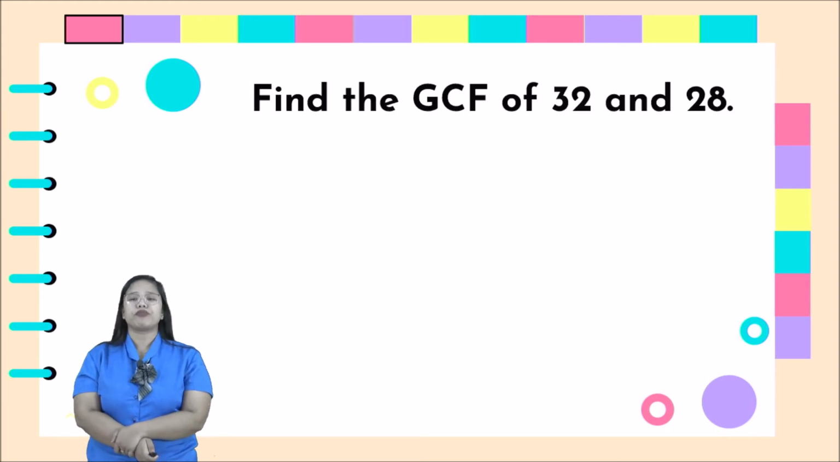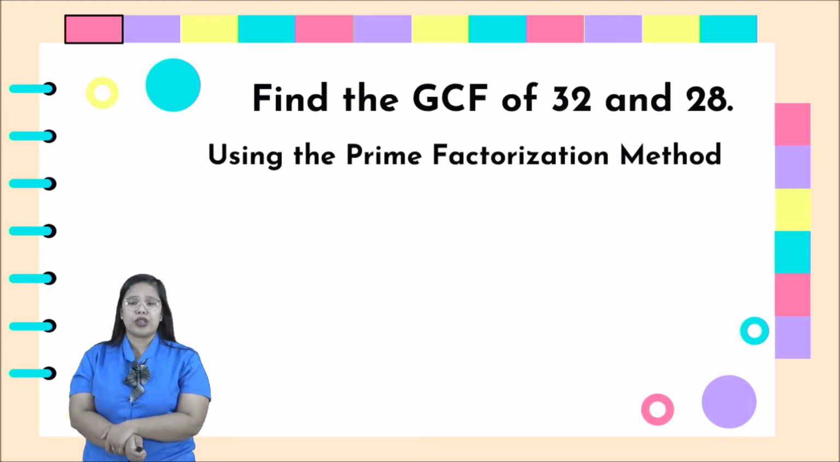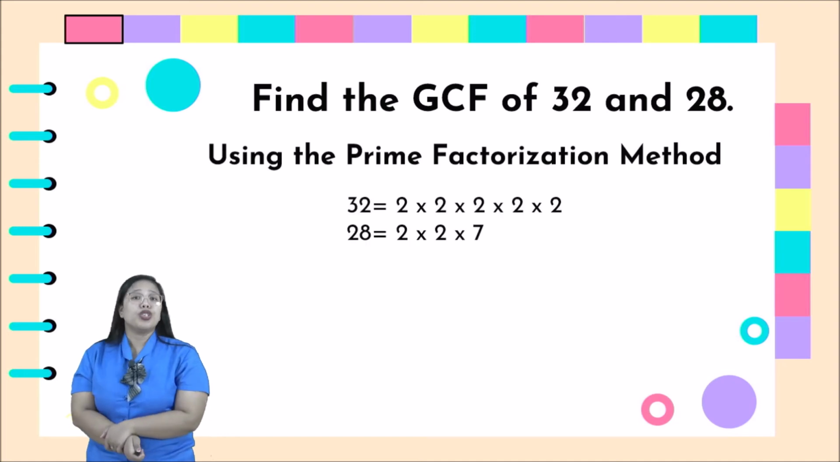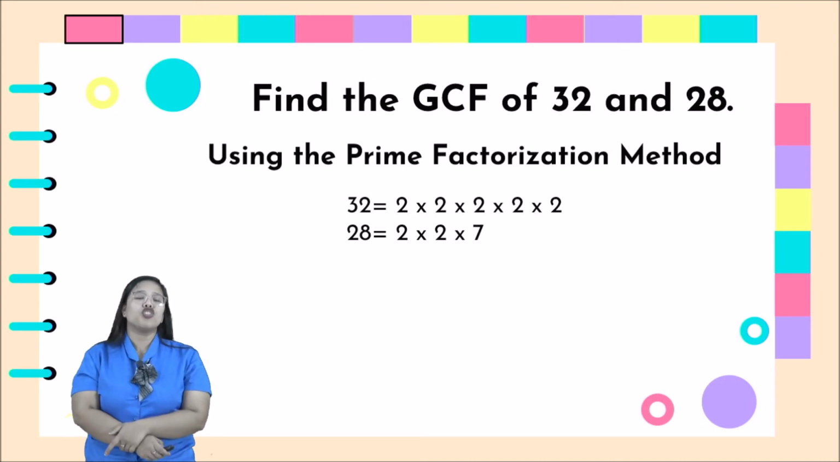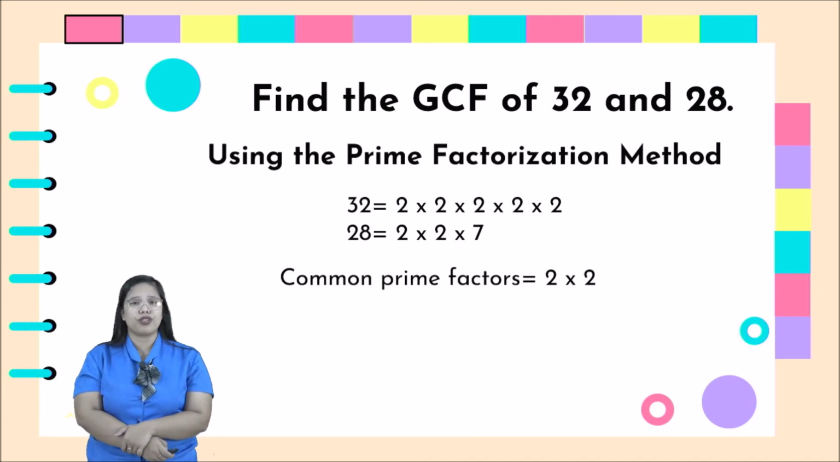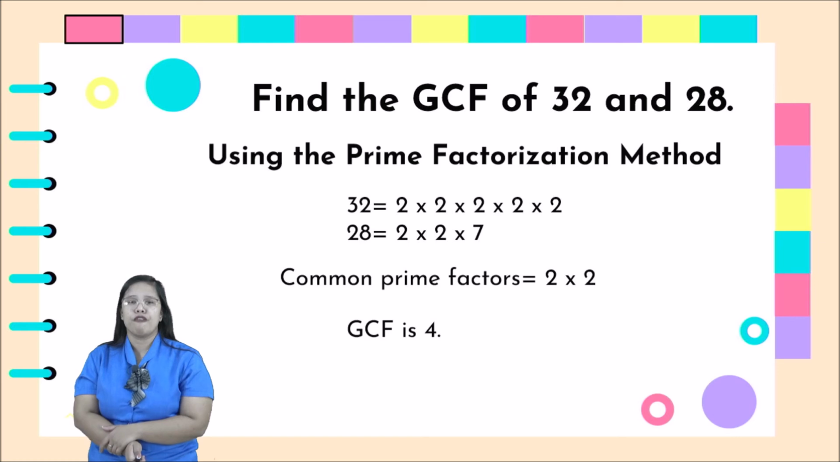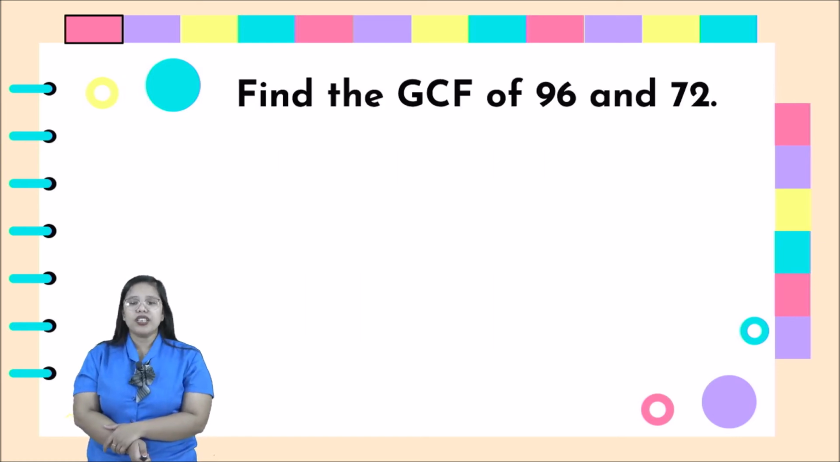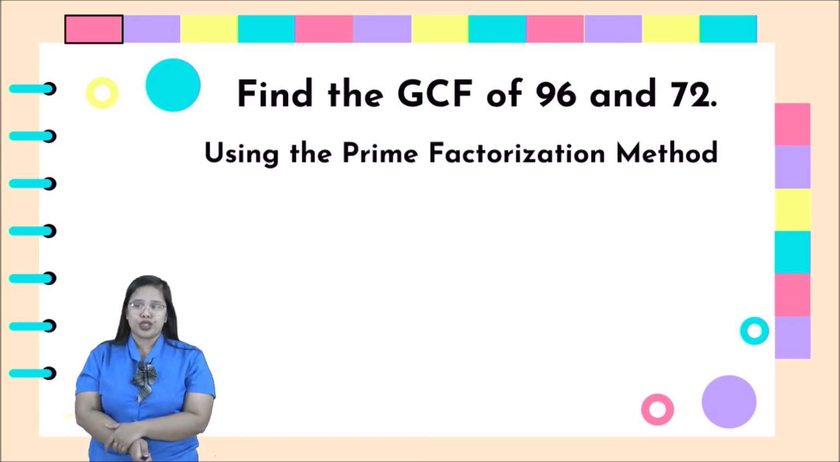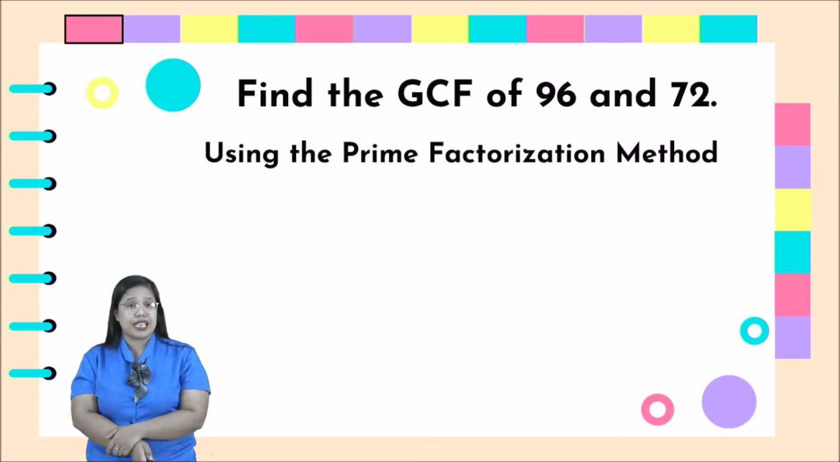Next one, we have 32 and 28. So 32 is 2 times 2 times 2 times 2 times 2. 28 is 2 times 2 times 7. Those are their prime factors. So their common factors are 2 times 2. 2 times 2 is 4. Therefore, GCF is 4.